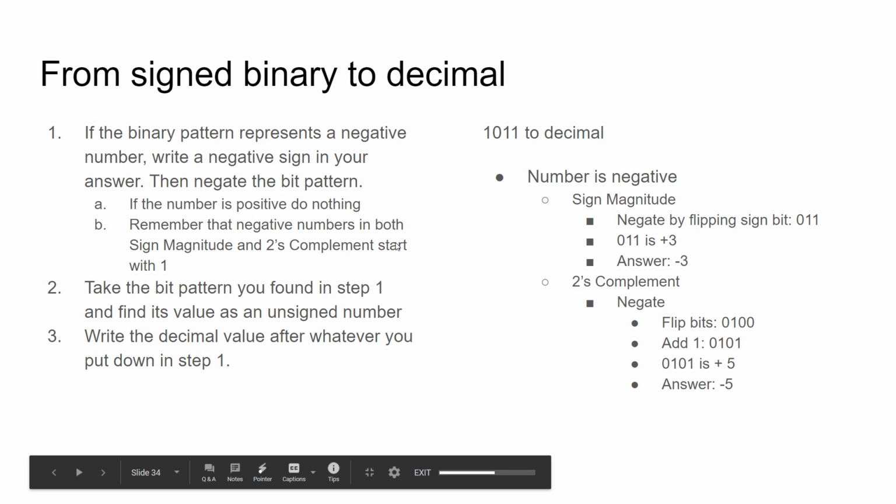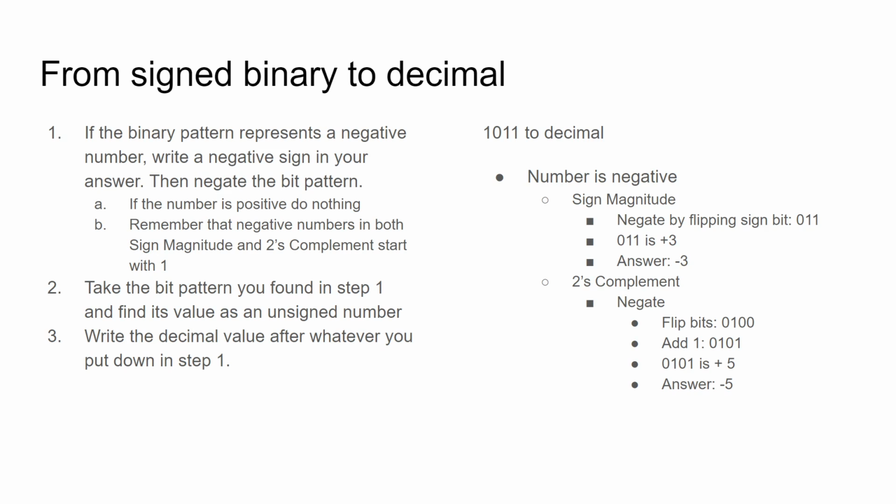So if you want to go back the other way, so you have some binary, it's supposed to be representing a signed number, and you need to convert it into its decimal equivalent. First, if the binary pattern represents a negative number, write a negative sign to remember that the number is going to be negative, right? Then we're going to flip the bits. Then we're going to negate the bit pattern, right? Because if we have a negative a, after you negate it, you'll get positive a. Positive a is really easy to represent.